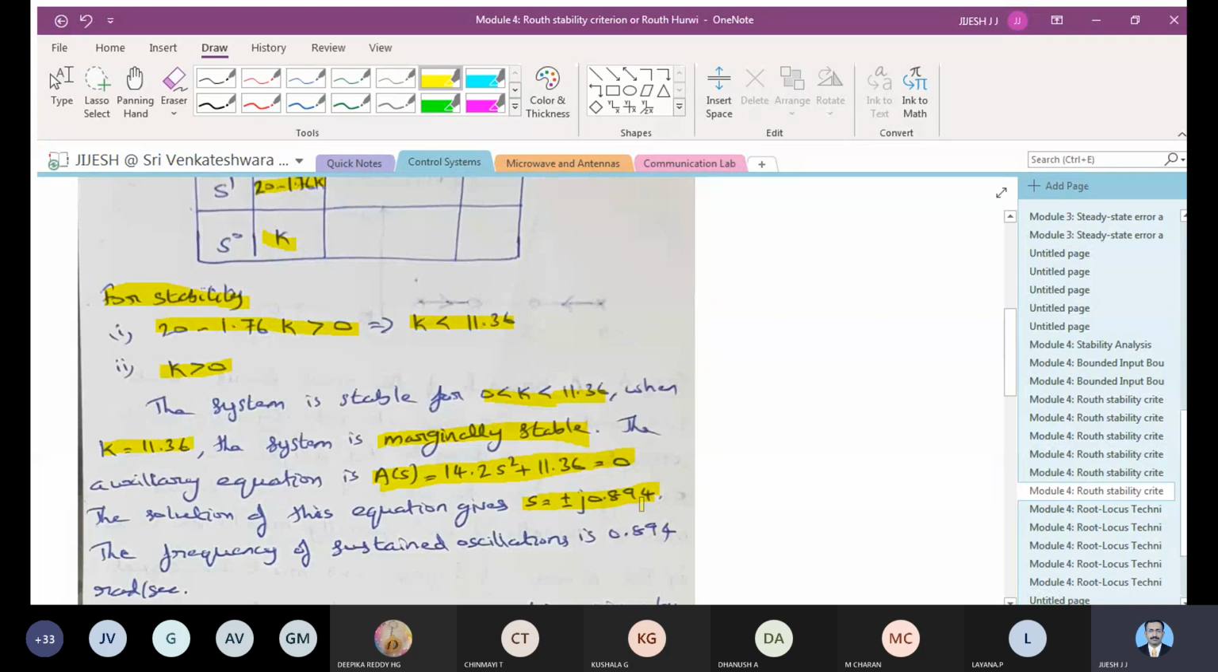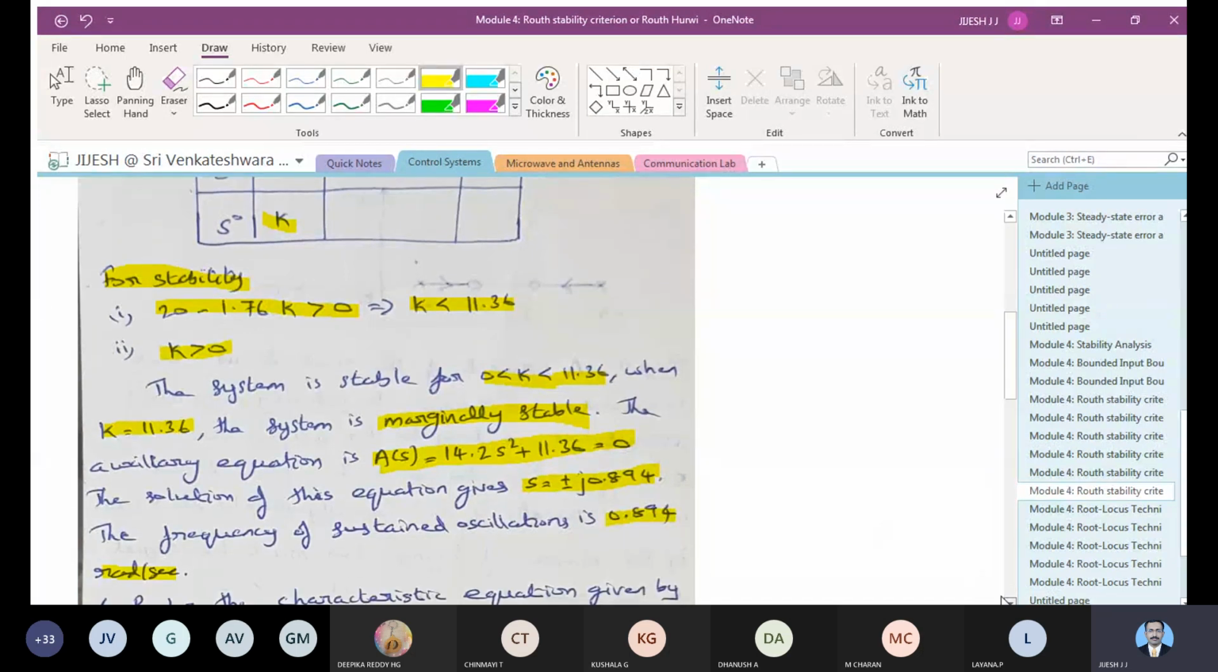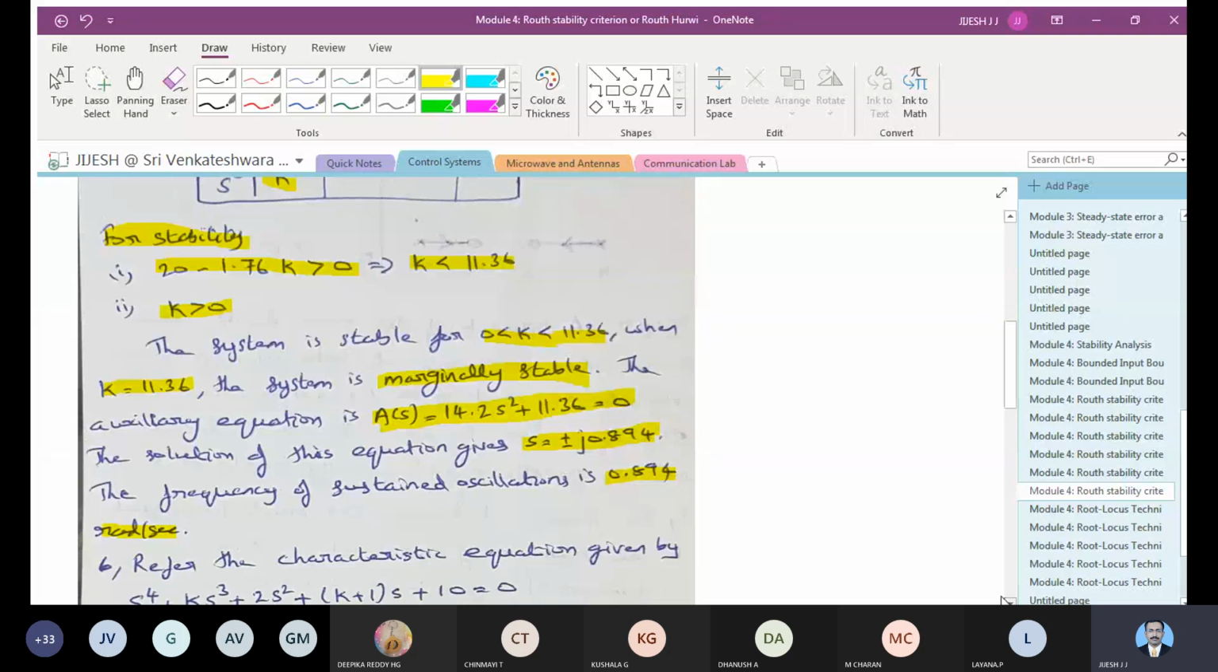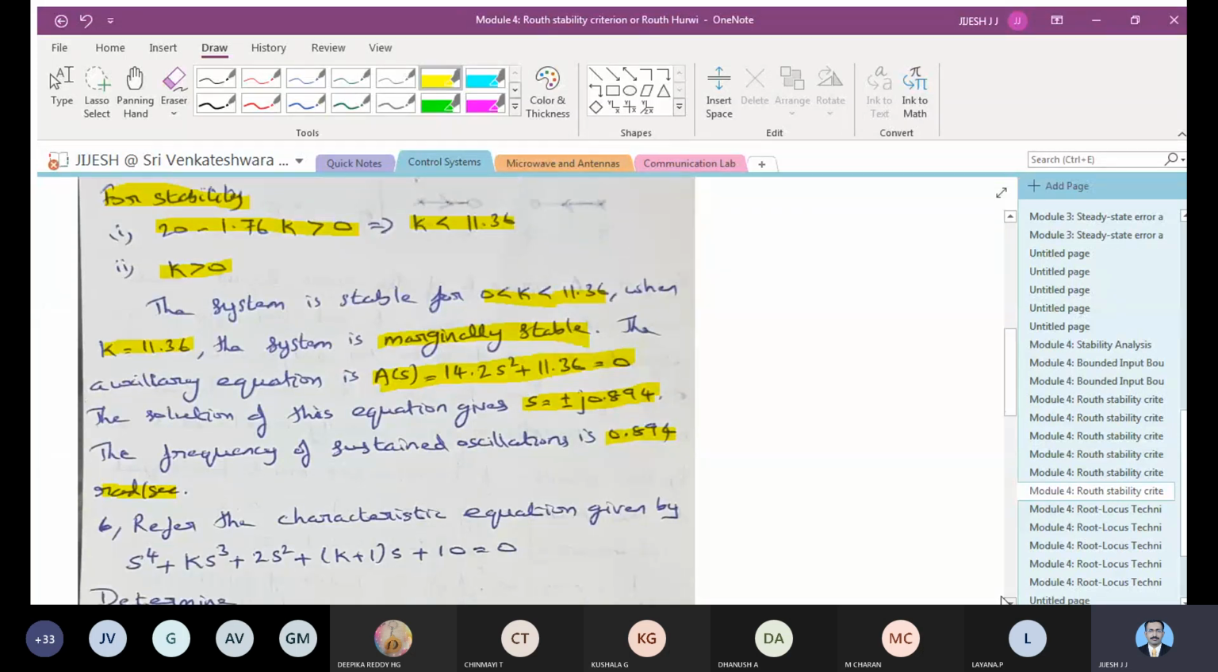So you can say that the frequency of sustained oscillation is 0.896 radians per second. So it's a different type of problem which you have seen now, where the k value is to be found, and you have to say whether the system is stable or marginally stable. Is that clear for all of you? Yes, sir. Okay, then we can proceed with the next problem.